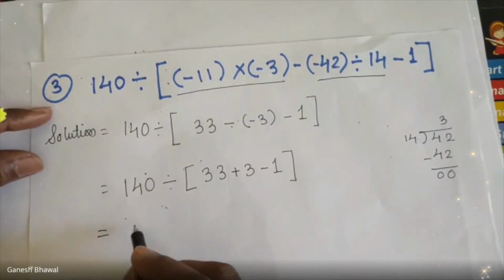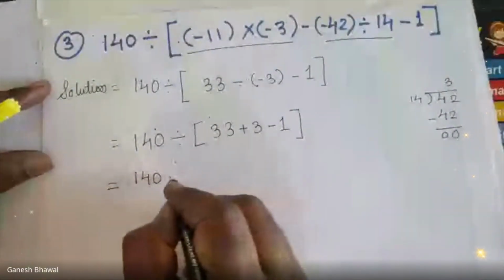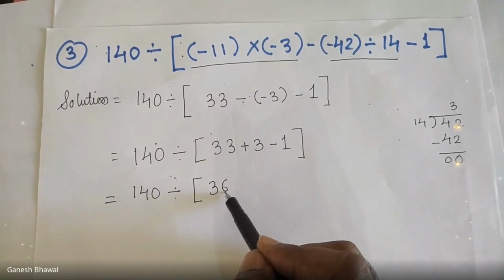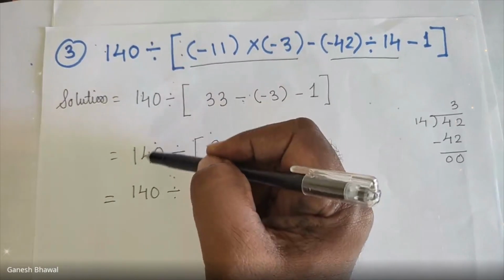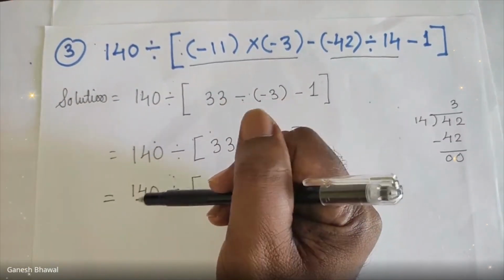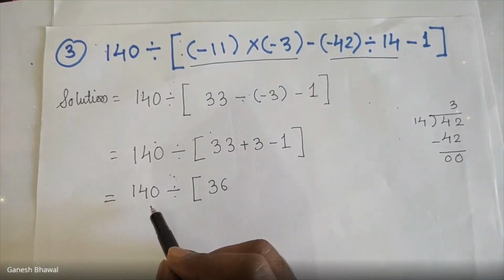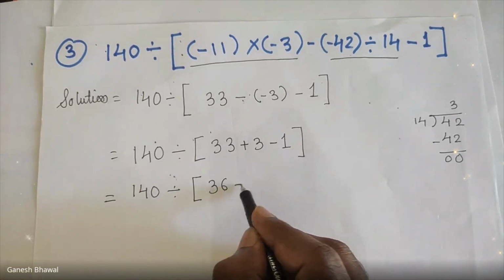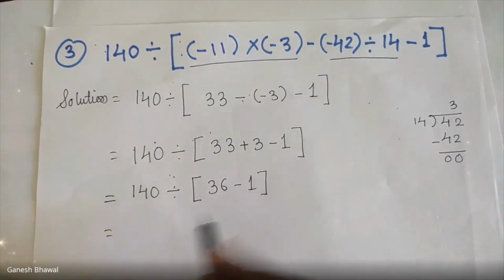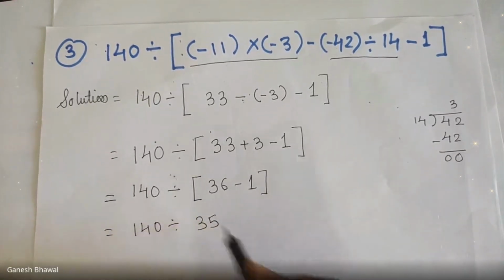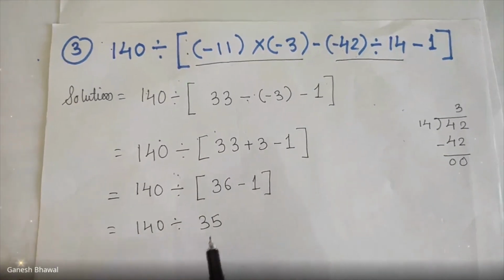We will write 140 again as it is. 33 plus 3 is 36. We have not taken this 140 into consideration because we have to do the calculation at last with this 140. Understand? Now write down here minus 1. 36 minus 1 we get 35.